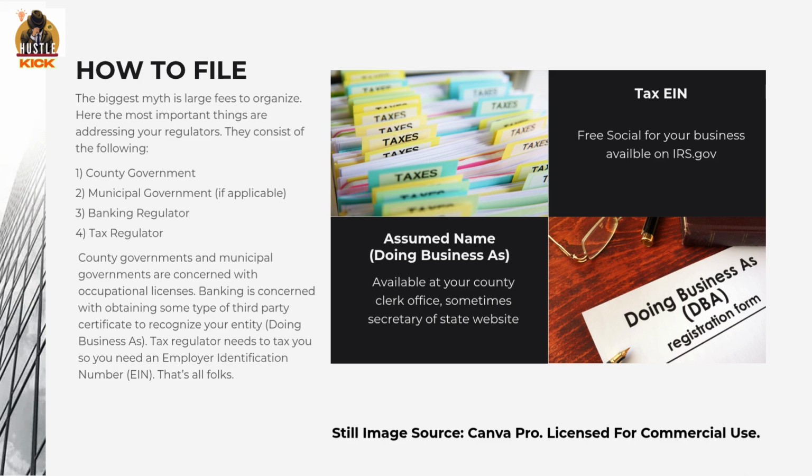1, your county government. 2, your municipal government, if applicable. 3, your banking regulator. 4, your tax regulator. County governments and municipal governments are concerned with occupational licensing. Write that down. Banking is concerned with obtaining some type of third-party certificate to recognize your entity. That's going to be your doing business as form or your fictitious name filing. Your tax regulator needs to know who you are, so they need something called an employment identification number. You're going to get that from the IRS. You can get it for free.